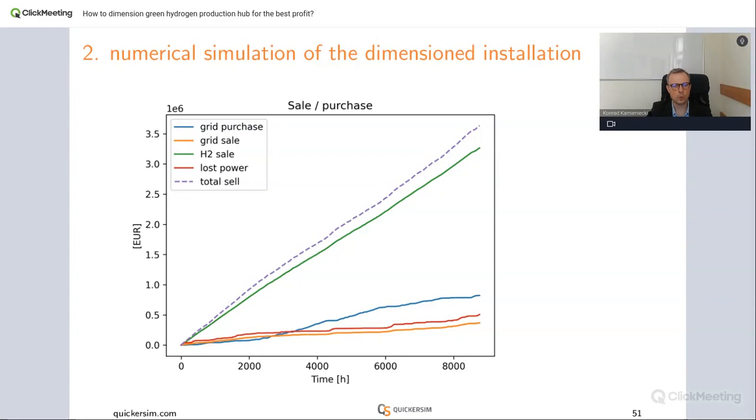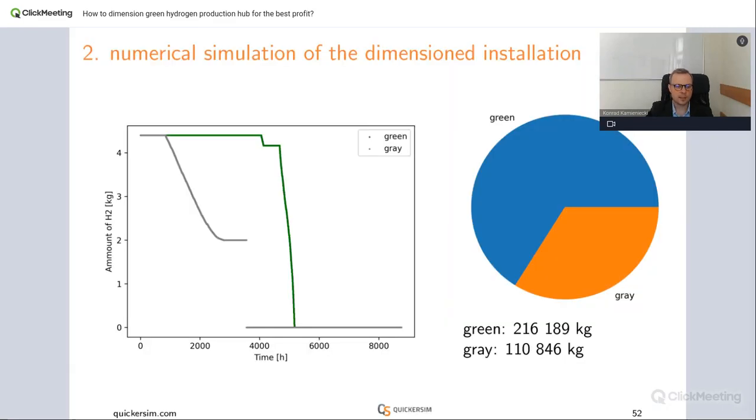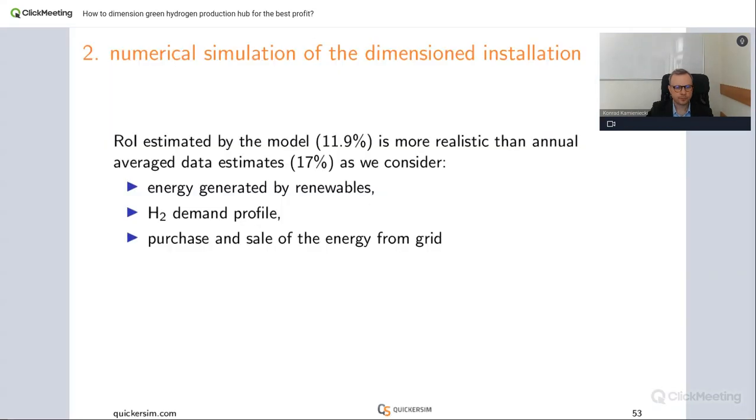What else? What is, I think, pretty interesting, based on simulation, we can calculate how much green hydrogen we produced. Green hydrogen is based on the power from renewables, and gray hydrogen is produced based on power from the grid. So we can see the proportion, it is like 30% more or less of gray to 60% of green hydrogen.